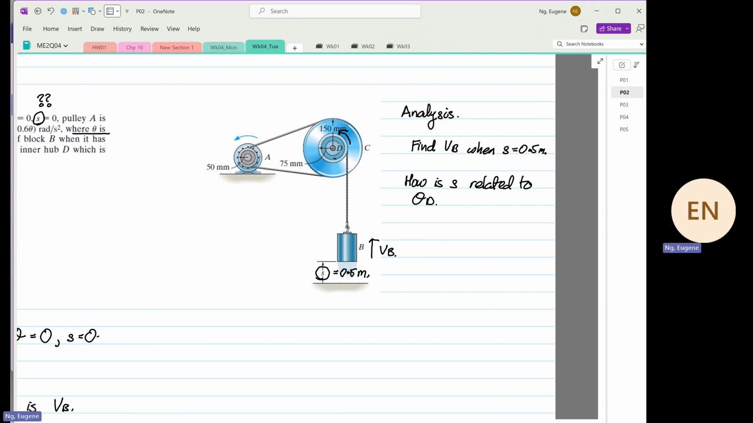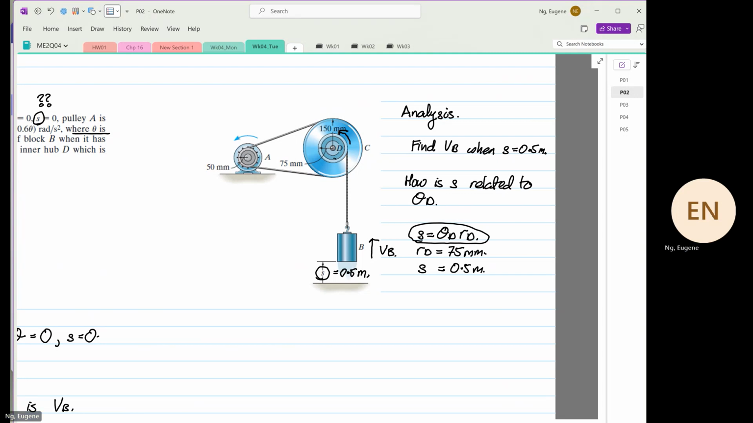right? How to relate? So we know that S is equal to theta D times the radius of D. And we are given that the radius of D is equal to what? 75 millimeters. Okay, we know that the radius of D is 75 millimeters. Okay, and the good thing we know is S is equal to what? 0.5 meters. Now, any of you have issue with this formula at all?